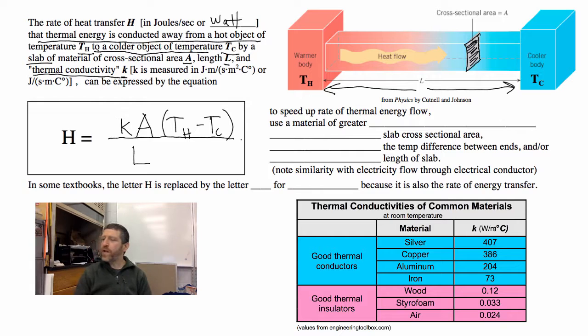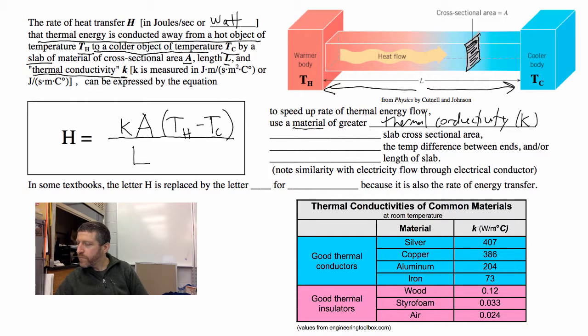To speed up the rate of thermal energy flow, use a material of greater blank. Only one of these things can apply to the material. For example, when I look up steel, it doesn't say, oh, steel is 3 square meters. Thermal conductivity, okay? Thermal conductivity, and that is little k. Blank er slab cross-sectional area. If we want to speed up the thermal energy flow, greater slab cross-sectional area. How about what we will do with the temperature difference? Greater temperature difference. And what will we do with the length or thickness of the slab? Smaller length or thickness. Cool.